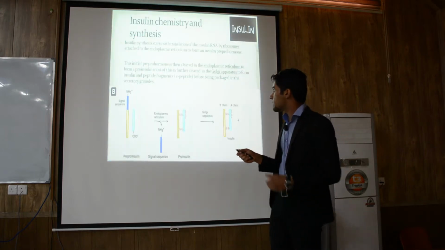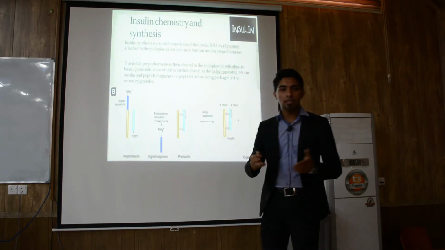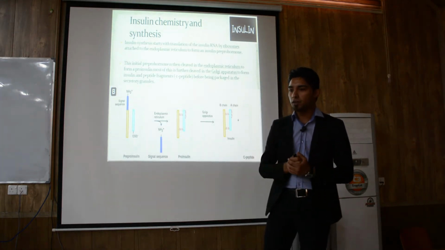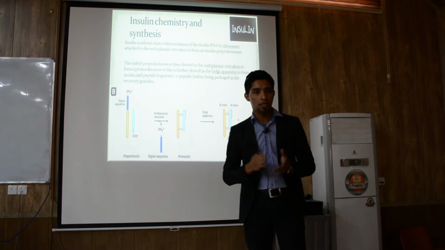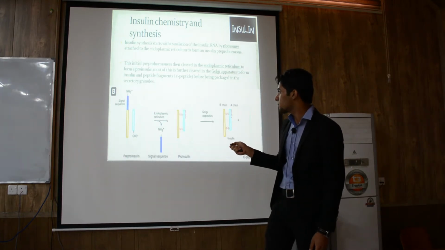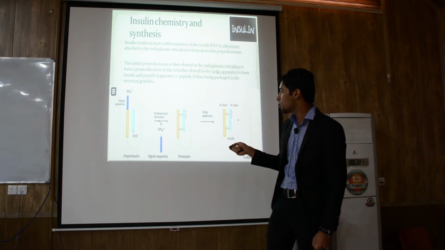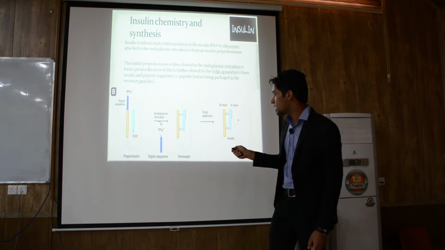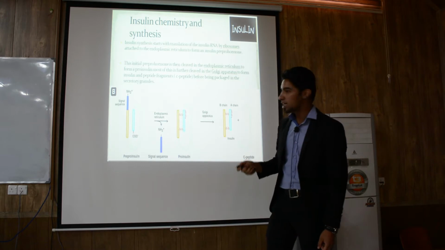Now let's see the insulin chemistry and synthesis. Insulin synthesis starts with translation of insulin RNA by ribosomes attached to the endoplasmic reticulum, as you are seeing here, forming the preproinsulin. The preproinsulin is composed of 4 parts. Here we have the signal sequence, as you are seeing here. We have the chain B polypeptide, we have the chain A polypeptide, and in between we have the connector peptide, what we call the C-peptide.